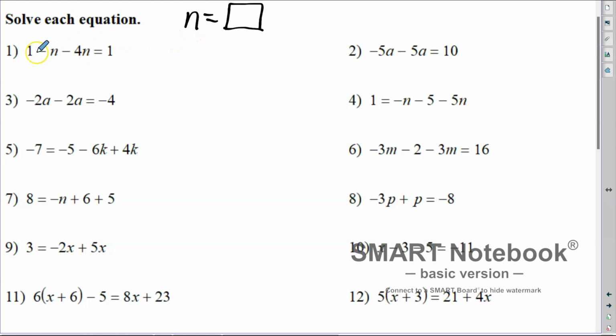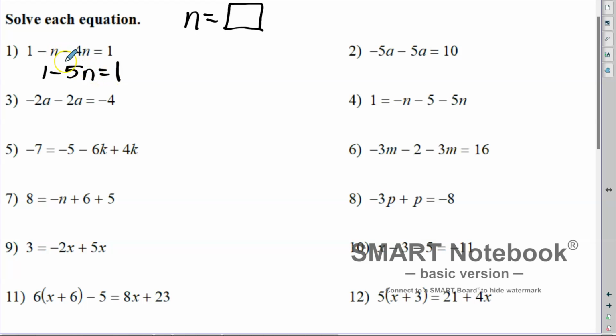So let's take a look at one. This time, since they're a little longer, we've got easy, medium, and hard, and there's 10 in each. We have 1 minus n minus 4n equals 1, and what you should be thinking is, let me combine like terms. So we have 1 minus 5n equals 1. All of a sudden it looks a lot simpler, right? Now it's solving a two-step equation.